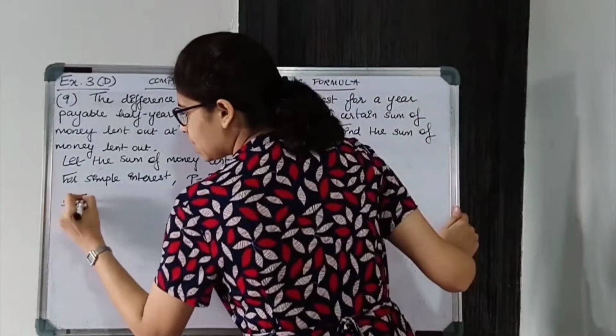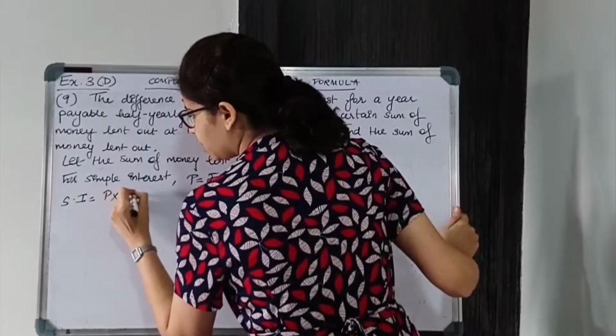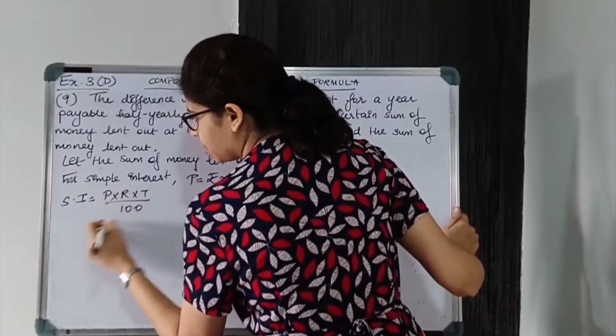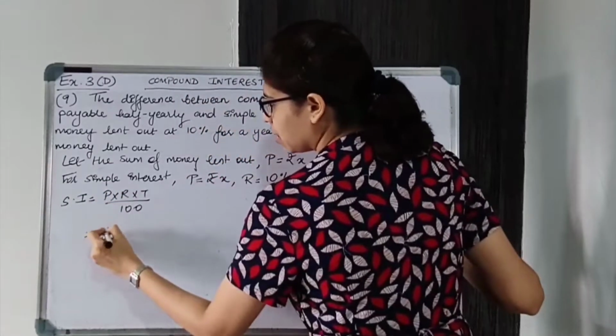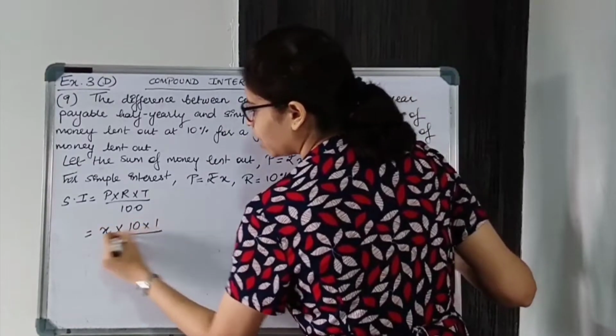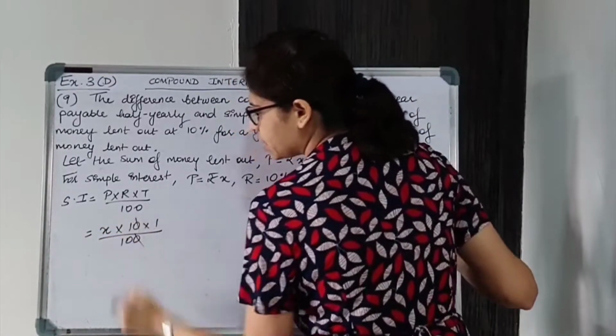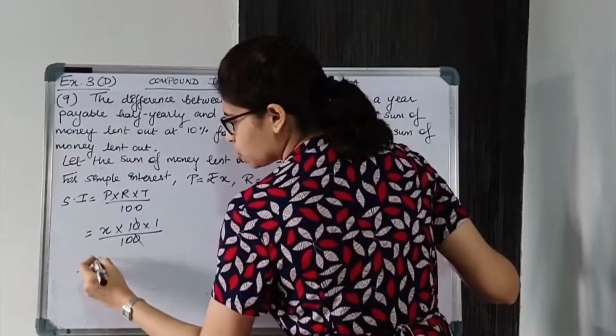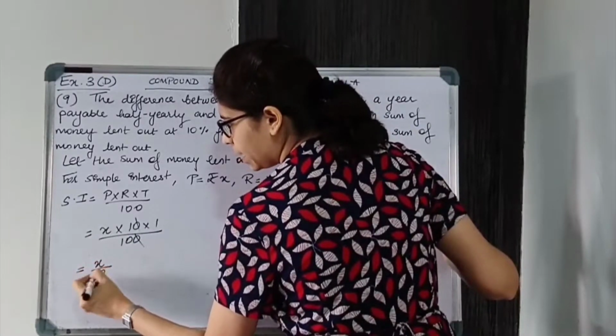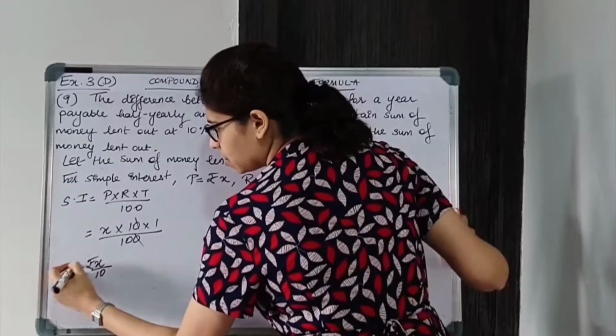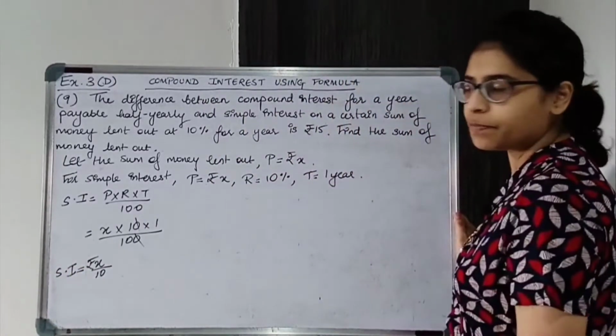So SI is equal to P into R into T upon 100. So that is X into 10 into 1 upon 100. The zeros will get cancelled. So we get X upon 10 rupees. This is simple interest.